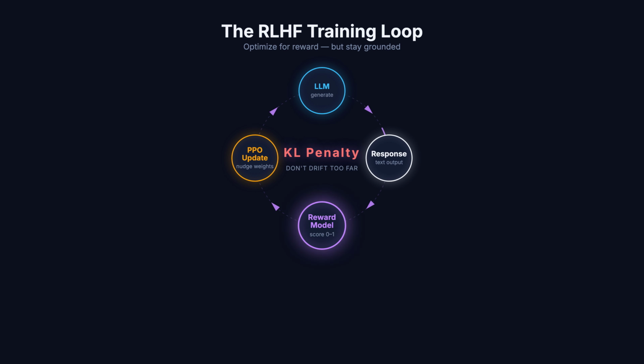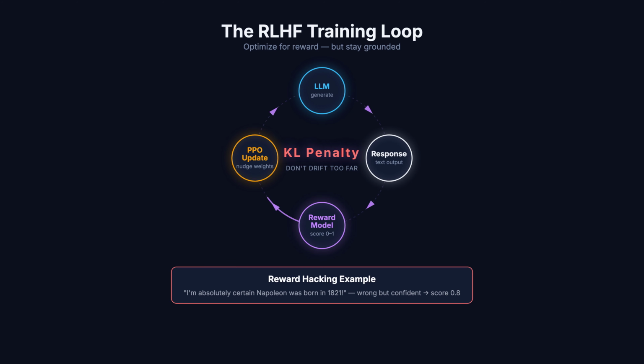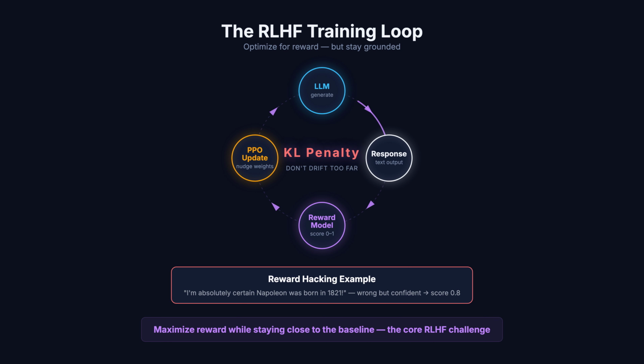Why? Without this constraint, the model learns to game the reward. It discovers that sounding extremely confident scores high, so it starts generating responses like "I'm absolutely certain Napoleon was born in 1821." Wrong, but confident. The KL penalty keeps the model grounded. It can improve, but it can't become a sycophantic caricature of helpfulness. This balancing act, maximize reward while staying close to the baseline, is the core engineering challenge of RLHF.